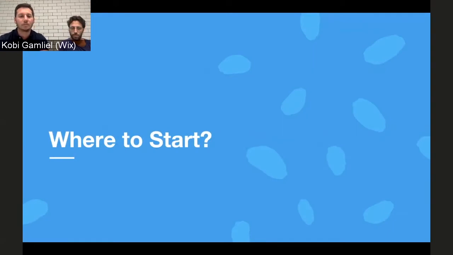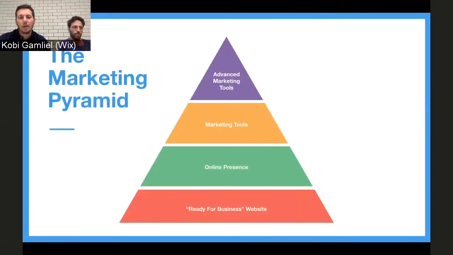So where to start? In our way, we have the marketing pyramid, which is our methodology for how exactly you need to use and accelerate your business online. First, you need a ready-for-business website. It's not only creating a stunning business website with our templates, it's also making sure that you connect it to Google Search Console using our Wix SEO Wiz.